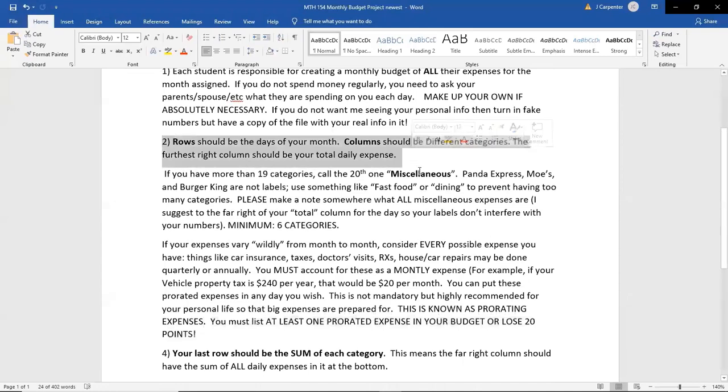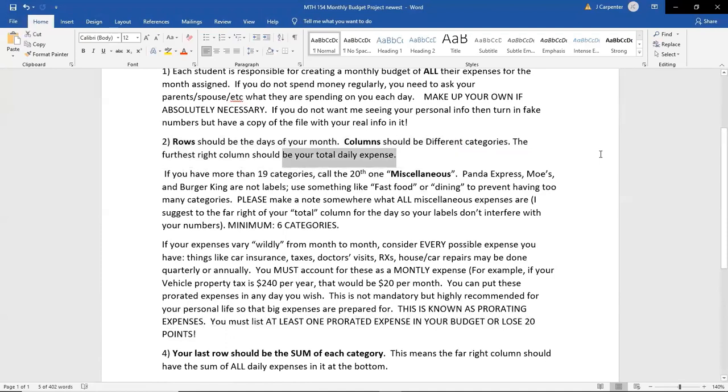Remember that there are quick ways in Excel to make that progress without having to type out 30 or 31 of those. You just have to do one or maybe two, and then you can use a fill handle probably, depending on how you format things. But I said that the furthest right column should be your total daily expense. So this is another thing, if you miss it, that's significant points lost.